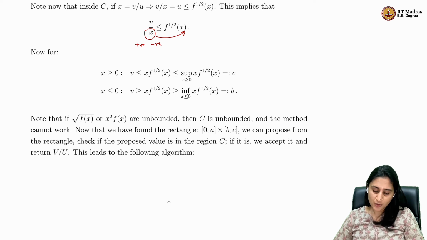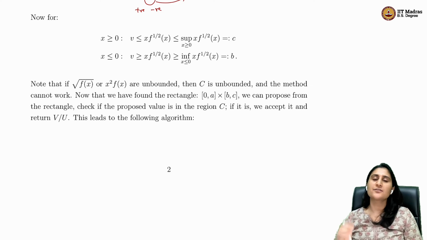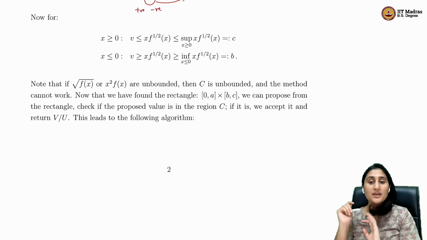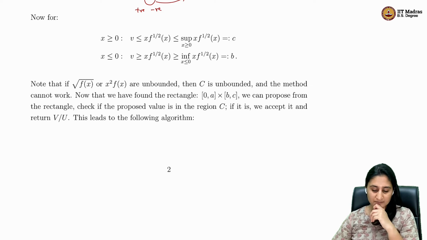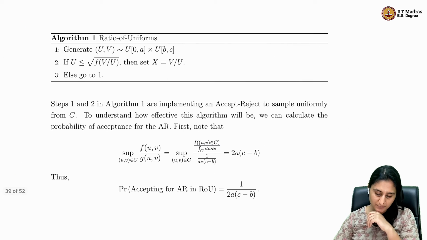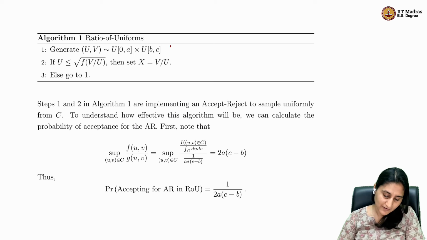Okay. So now we found the rectangle. The rectangle is 0, A, B, C. What we'll do is we'll propose from this rectangle and check if the proposed value is in the region C. If it is in the region C, then we will accept it. Otherwise, we'll say we don't like it and we'll not go with it. So the final algorithm looks something like this. We generate U, V, which is uniform from 0 to A cross uniform B to C. So this is generating inside the rectangle.